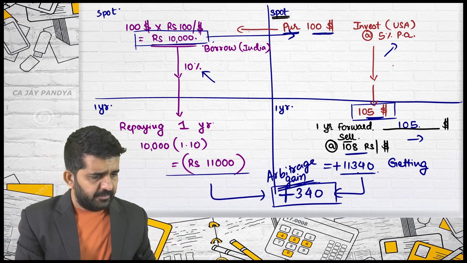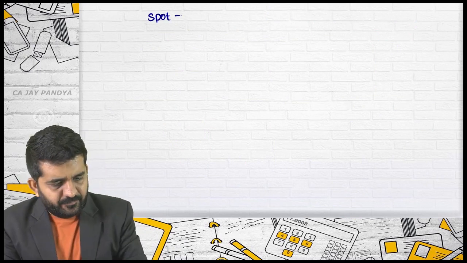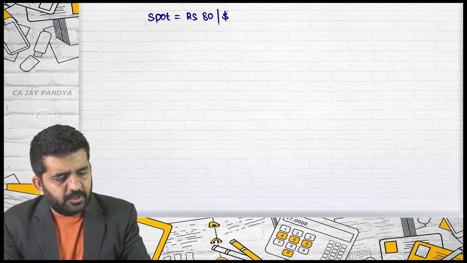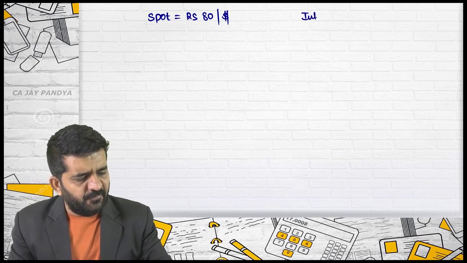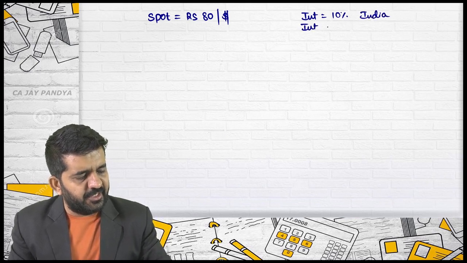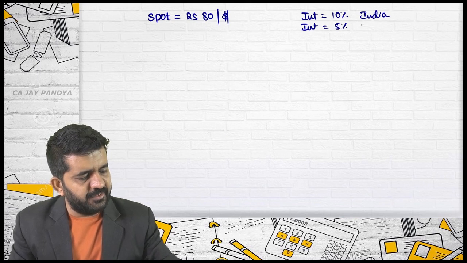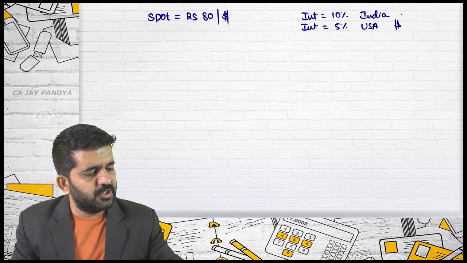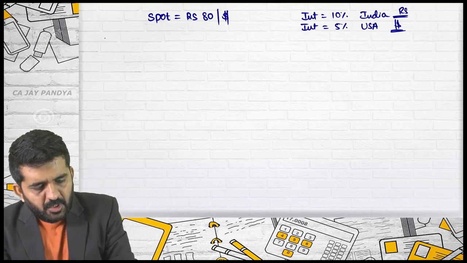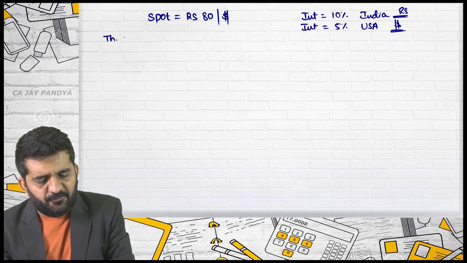Now try to concentrate. If the spot price is rupees 80 per dollar, if the interest rate in India is 10% and the interest rate in USA is 5%. This is for dollar, this is for rupees. That's fine. I want the theoretical price of forward.